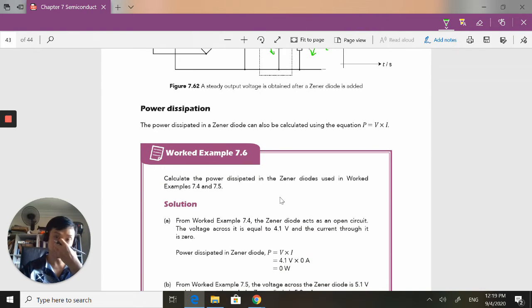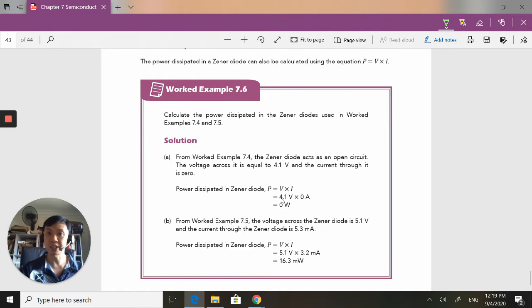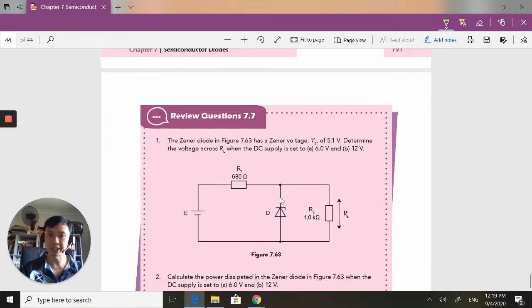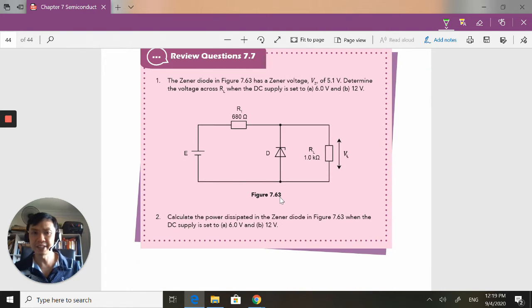Now I want you to try out worked example 7.6. Make sure you are able to get the answer, and pause the video now. After you work out 7.6, pause the video and try review question 7.7. Once you're done, play the video again and let's see whether we are able to get the answers together. So pause the video now.